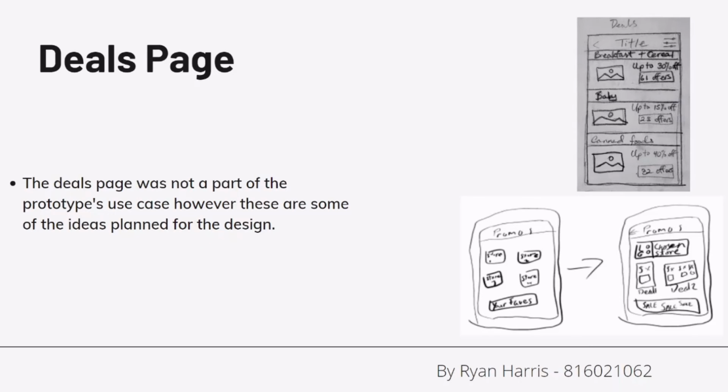Finally, we have the deals page, which sadly was not able to be implemented in our prototype's use case due to time constraints. However, these are some of the designs we had in place, where you'd be able to choose whichever store you'd like to see the deals from, whether it be a favorite store of yours, and it would show you all the deals based on whichever category it's in.